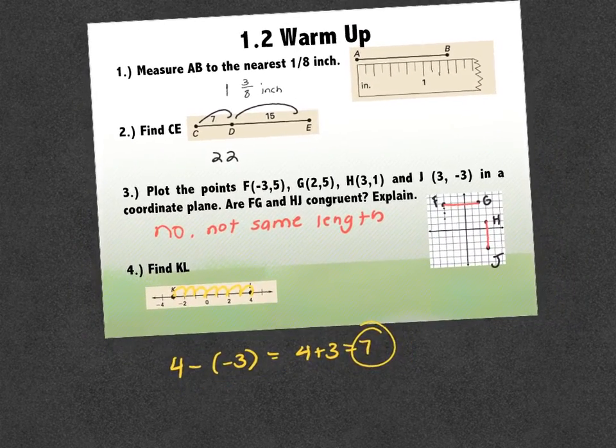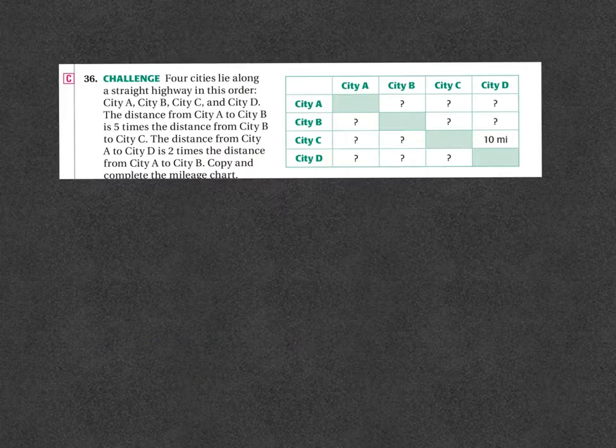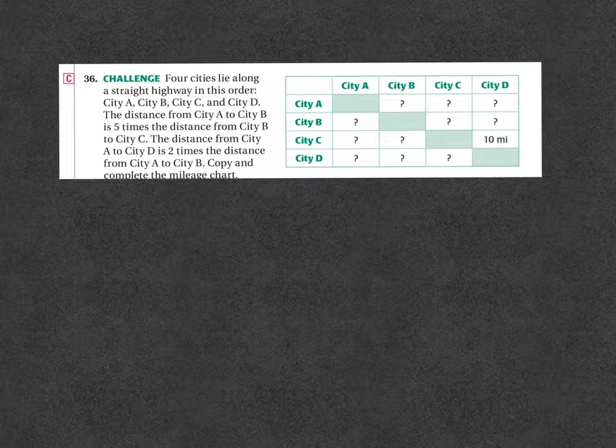Okay, so homework, I'm going to go over your challenge questions for a reason. Don't feel dumb because you didn't get it, but you're not allowed to just give up either. It says 4 cities lie along a straight highway in this order: City A, City B, City C, and City D. The distance from A to B is 5 times the distance from B to C. The distance from A to D is 2 times the distance from A to B. Copy and complete the mileage chart, okay?